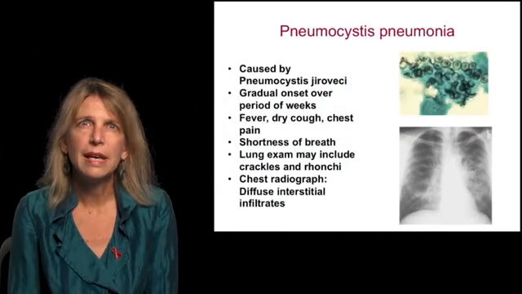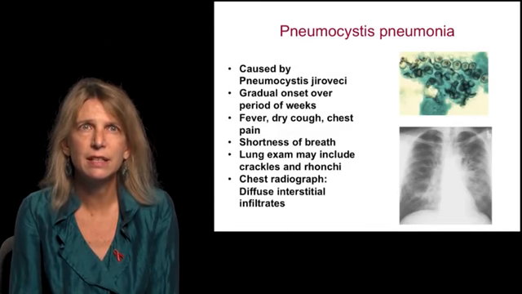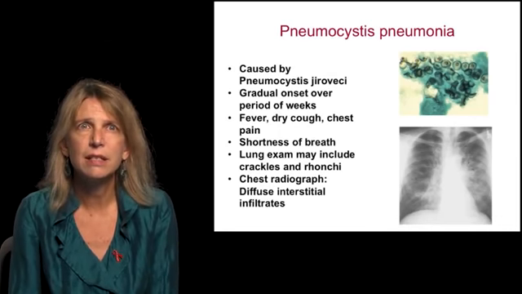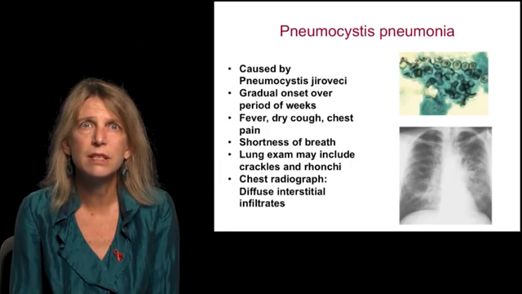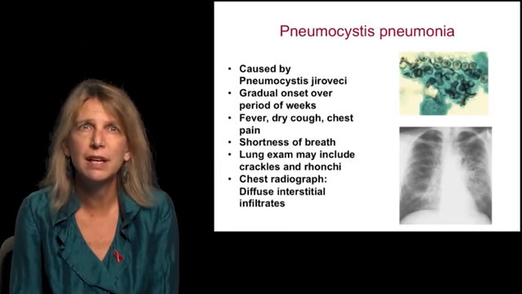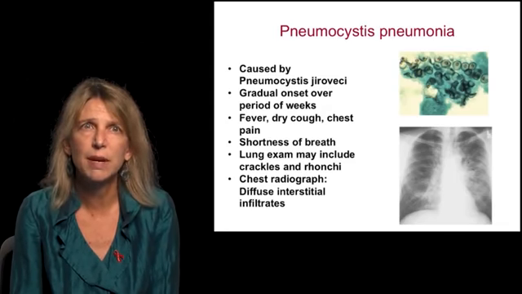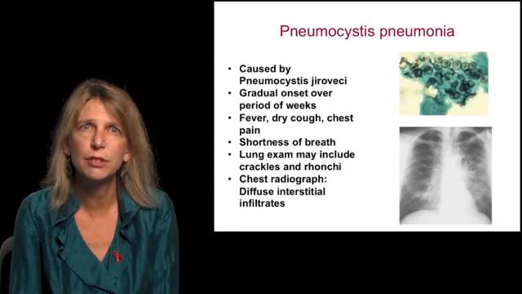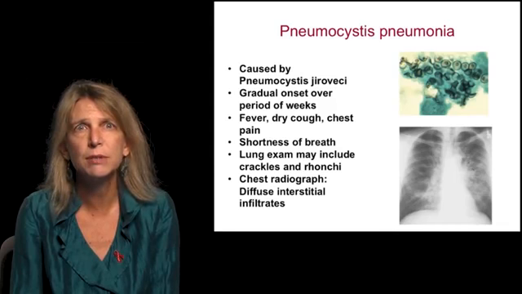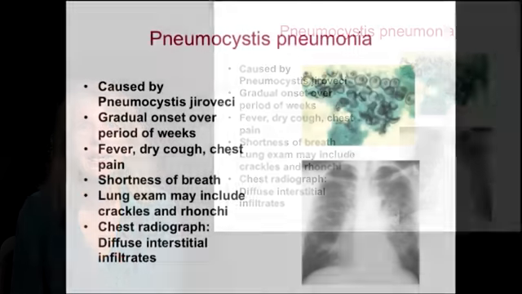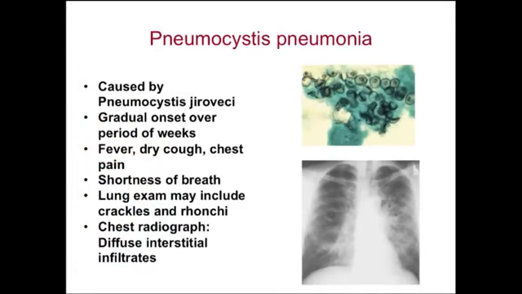Pneumocystis pneumonia is a hallmark AIDS-defining condition. It is caused by the fungus Pneumocystis jirovecii. Patients present with a gradual onset over a period of weeks of fever, dry cough, and chest pain. Patients often complain of shortness of breath. The lung exam may be normal, but it may also include crackles and rhonchi. The chest radiograph, as shown here, typically reveals diffuse interstitial infiltrates.